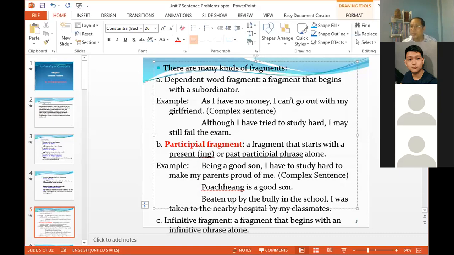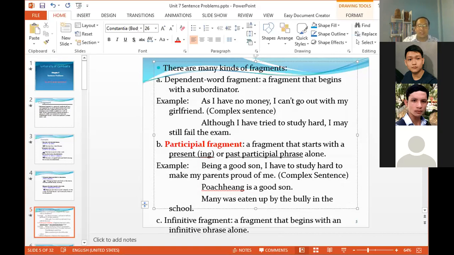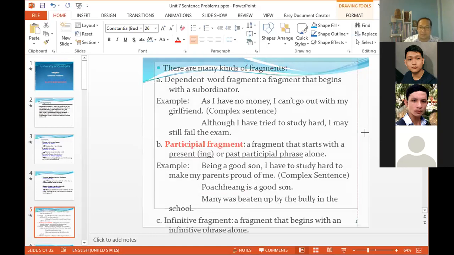And this is not a simple sentence again, everybody. What do we call it, everybody? Complex sentence. Okay, this is the first way. The second way, we should add what? Just add a subject and verb, right? So we can say, Many was beaten up by the bully in the school. Okay, so we can understand it, right? That's it.